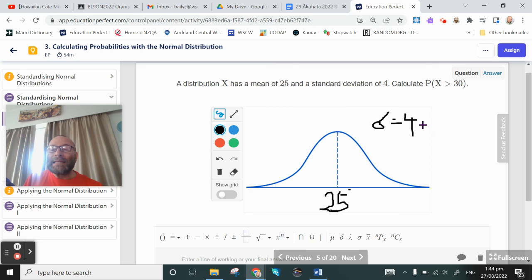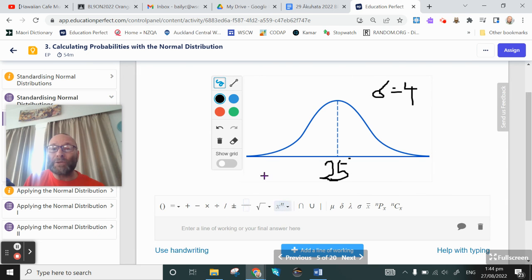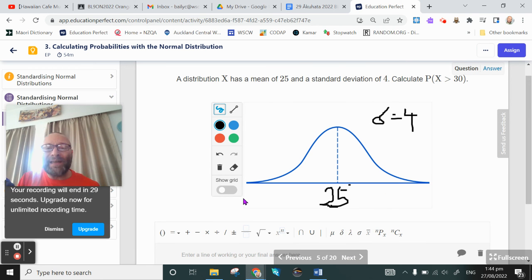Well, that 30 needs to get changed into a z-score. So 30 minus 25 is 5. 5 over 4 is 1.25. You would look up 1.25 in the table, and that would be how we find the answer to that problem. We're going to save that one for class next time, but go back and have a look at the video on using a z-score if you need.